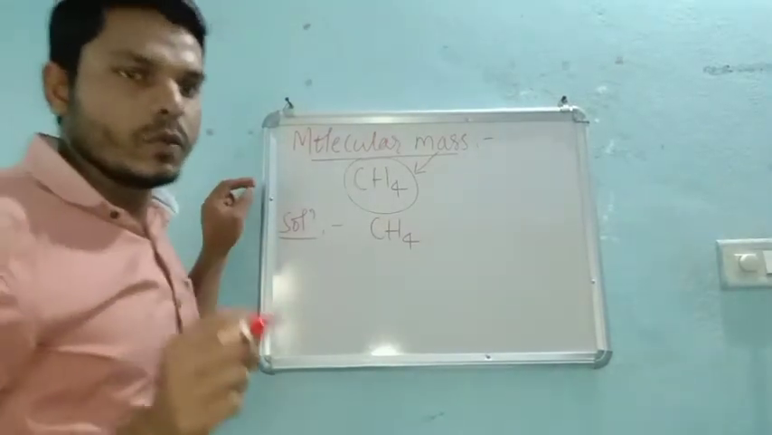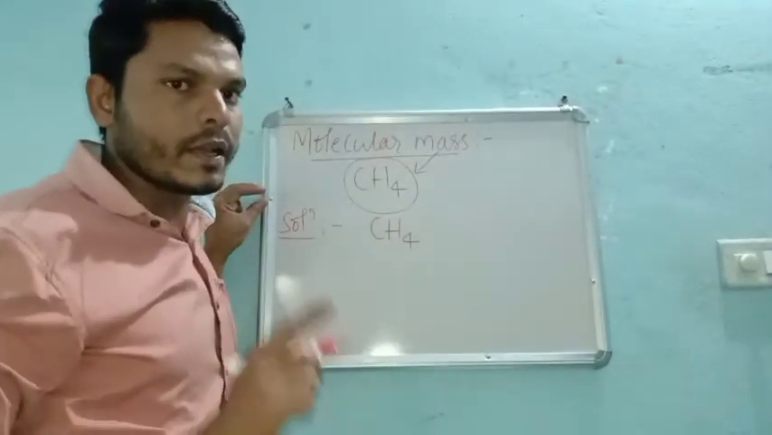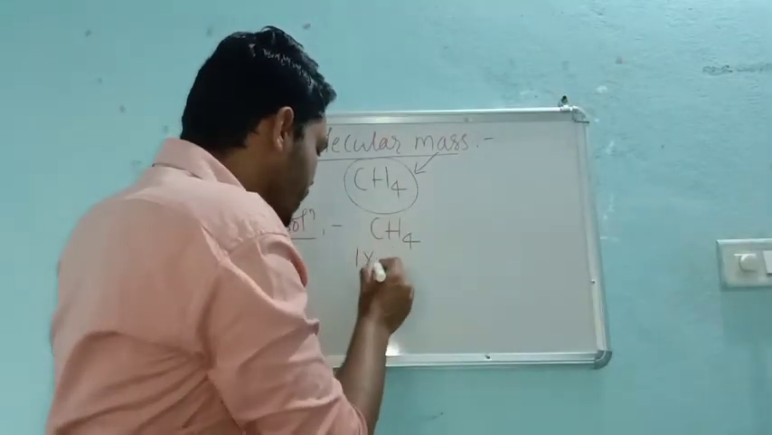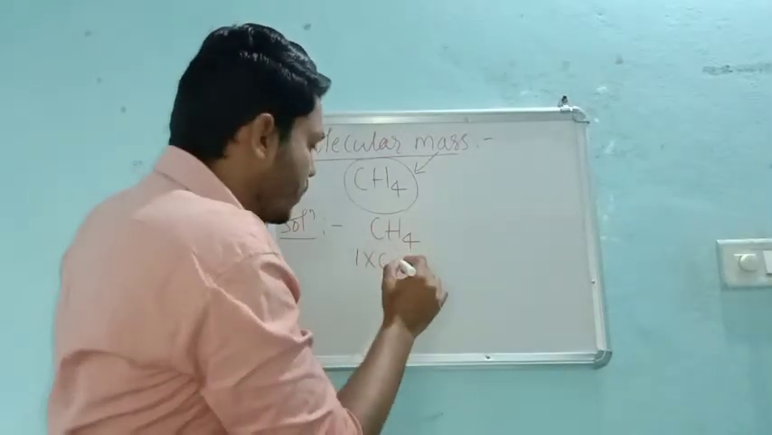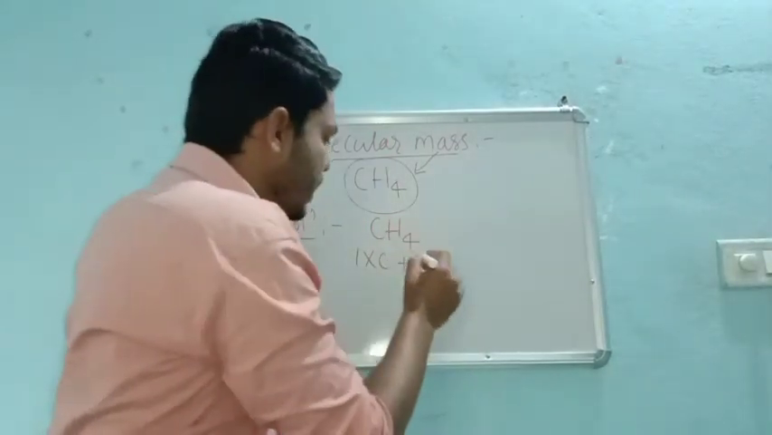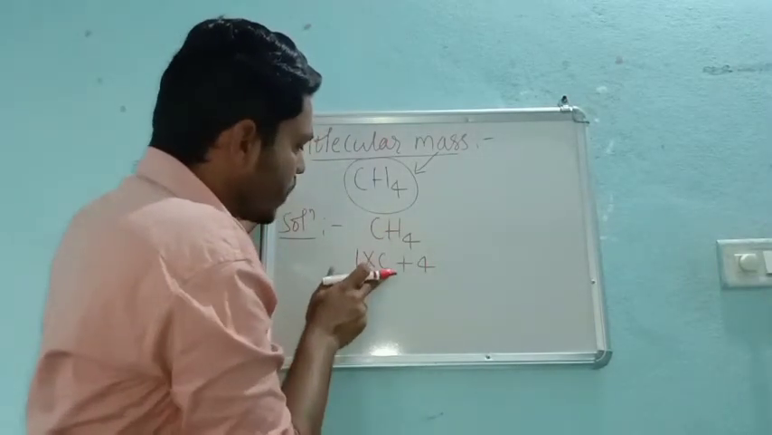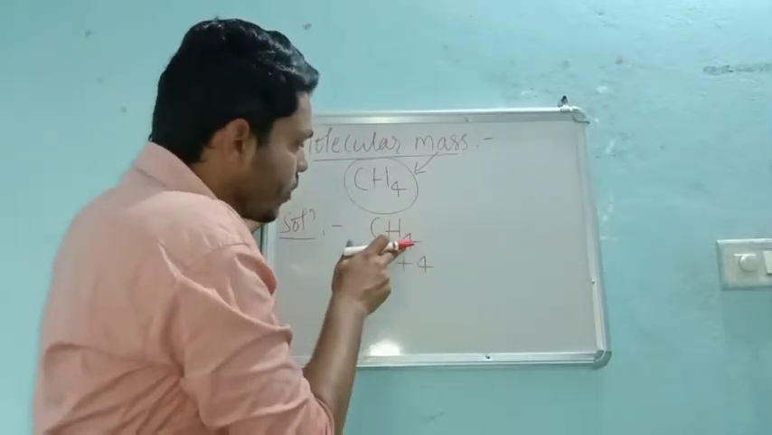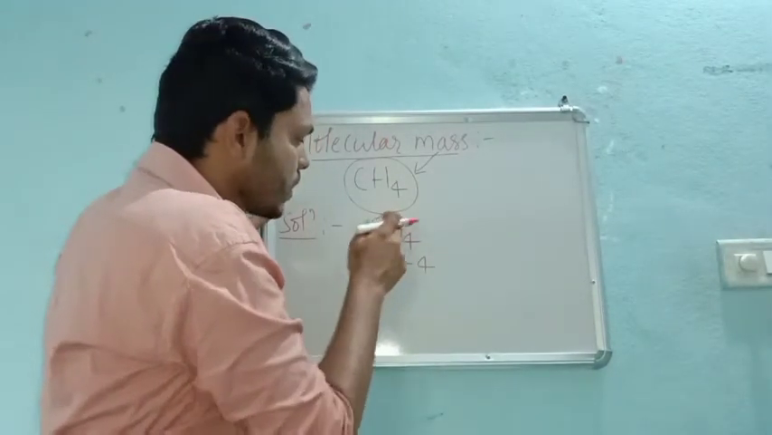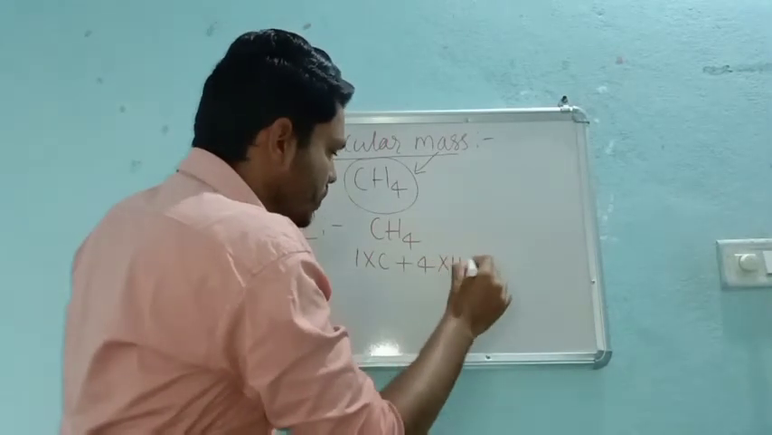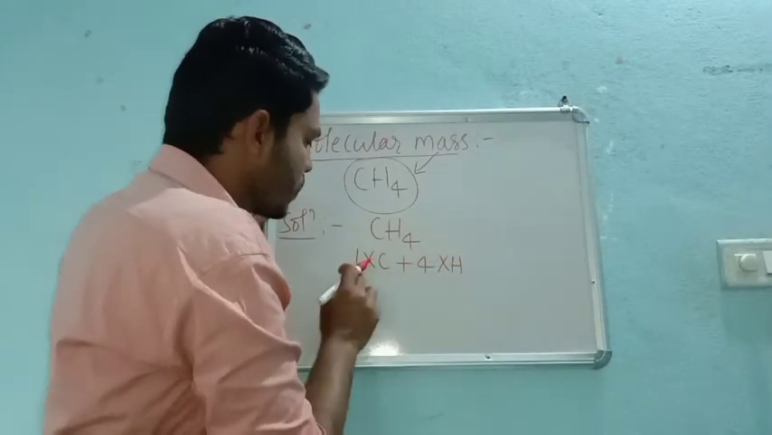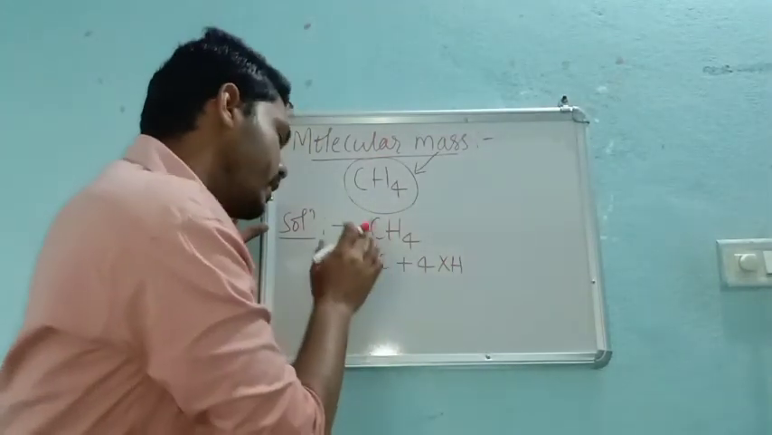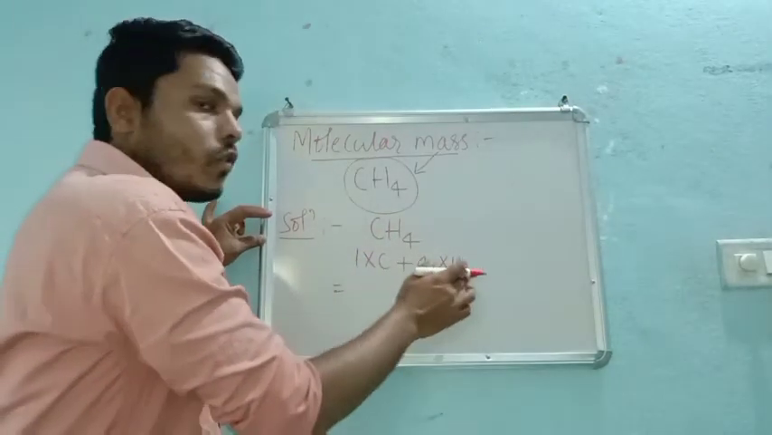First, you just check how many carbons and how many hydrogens are present. How many carbons? One carbon. So we need to add them. How many hydrogens? 4 hydrogens. There is only one carbon, so that's why I took only one, plus 4 hydrogens, so I took 4 into hydrogen. In this total molecule, what we can observe is there is only 1 carbon and there are 4 hydrogens.